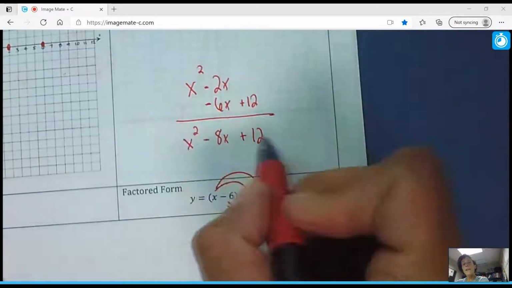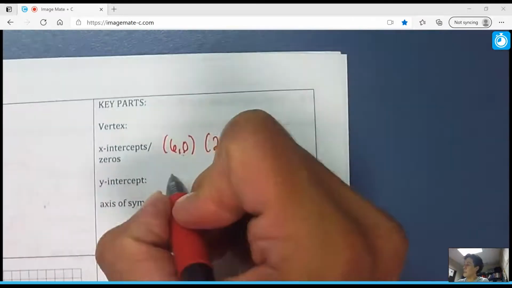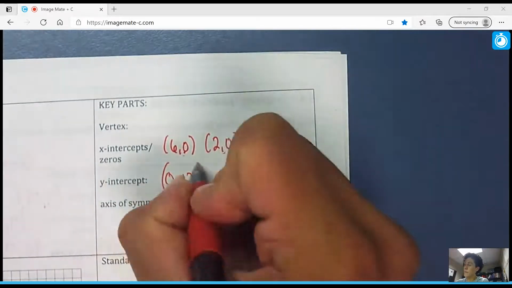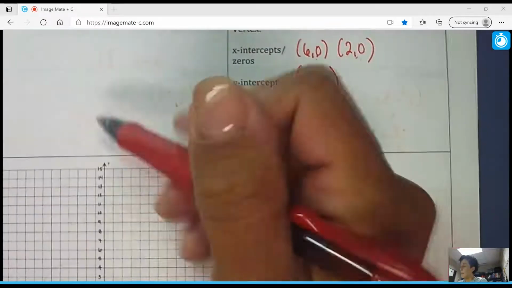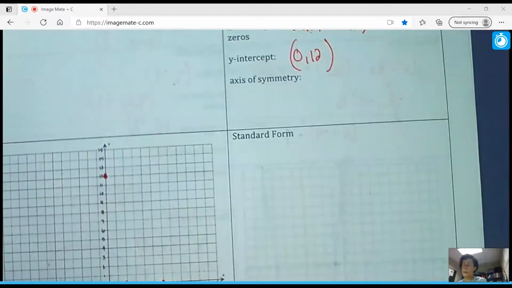And so now in standard form, I can see the y-intercept. It's going to be 0, 12. So let's write that up here. And I'm going to go to my graph, and I'm going to put 0, 12 right there. Y-intercept goes right on the y-axis.